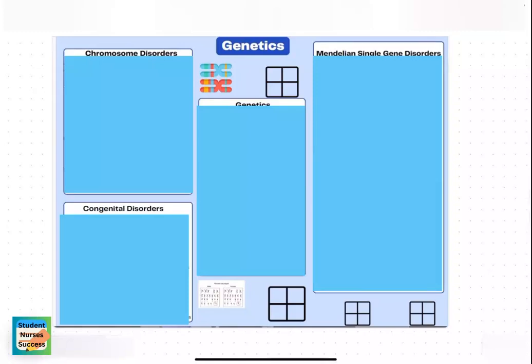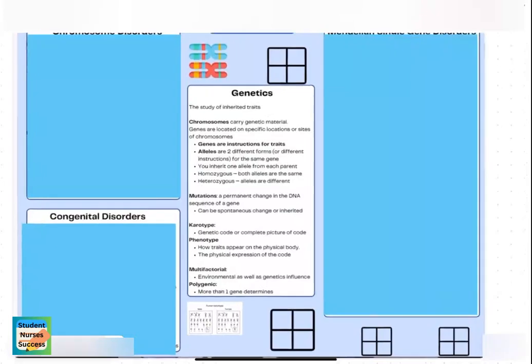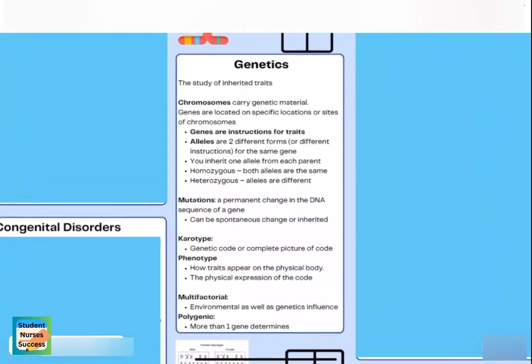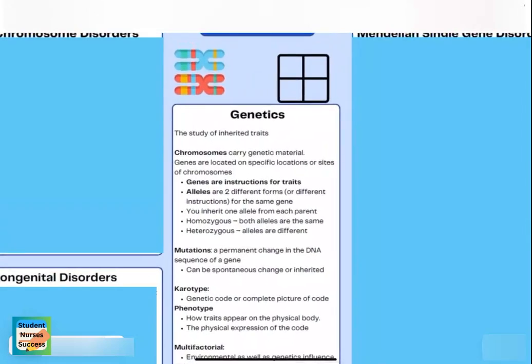I'd like to start with our blank map. We'll first begin with just some terms. Genetics is really the study of inherited traits. Chromosomes carry the genetic material, and on the chromosomes are genes. These genes are located on specific locations or sites on the chromosomes. So they would be located like here's a gene, here's a gene, here's one, and here's one.